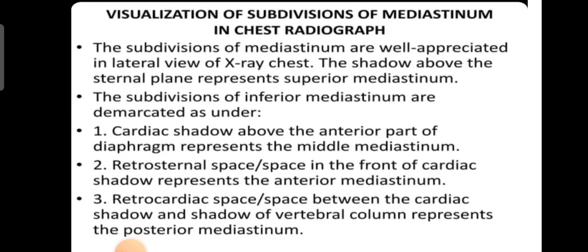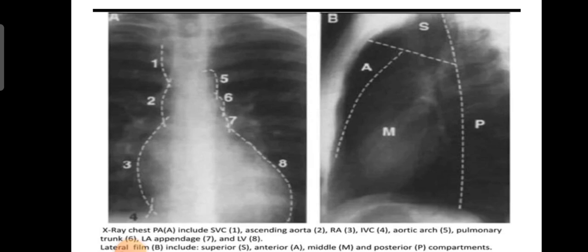Then if we look at a chest radiograph, we can visualize some important structures. In this first image on the left side, we can see at the first point the superior vena cava. The aortic arch is below that at the second point. Then at the third point we have the right atrium, and below that we have the inferior vena cava at the fourth point. The B image is the lateral view of the chest.